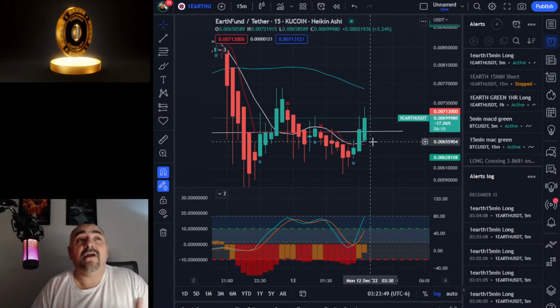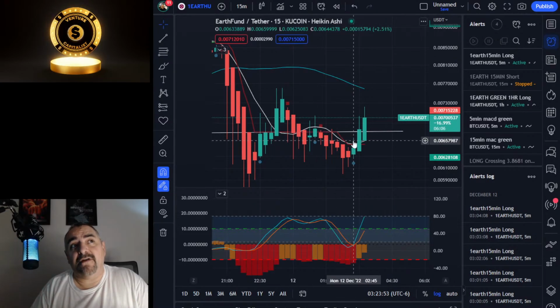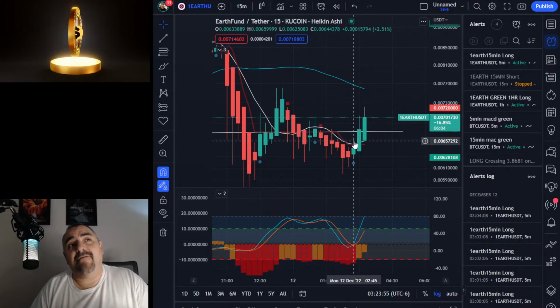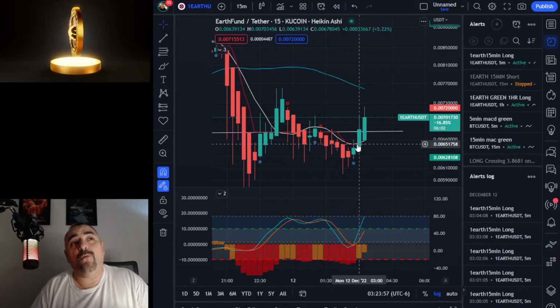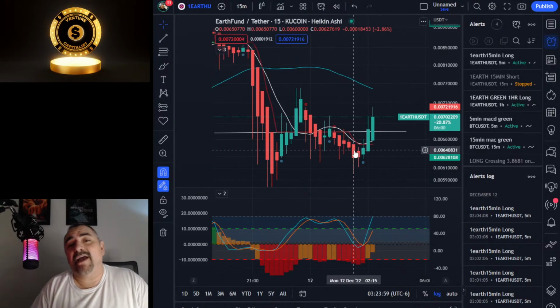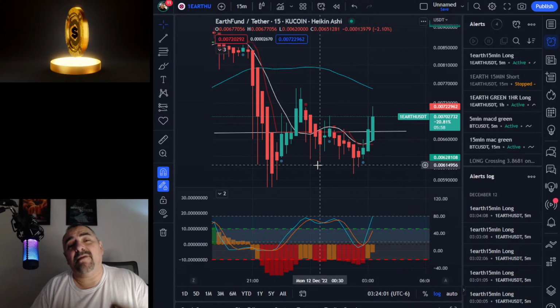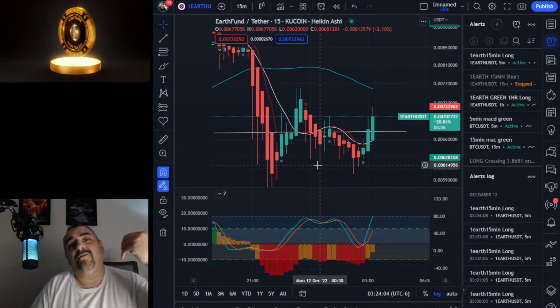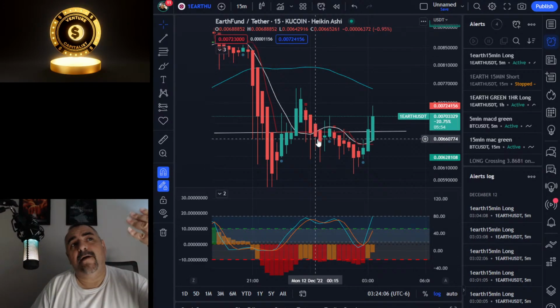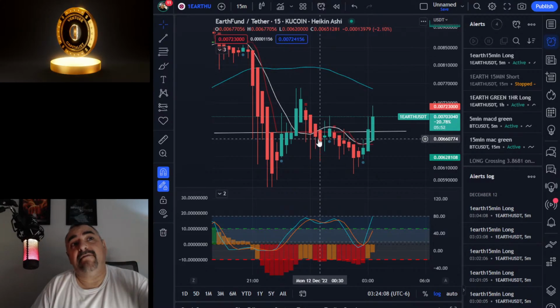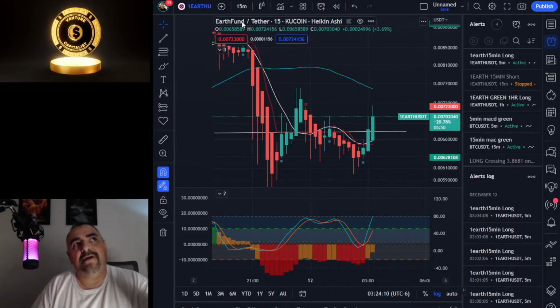Now, if the 30 minute was red after the 15, and then the 45 minute was red, and the 1 hour was red, we would not re-enter just because the 3 minute went green. It's because we don't have a pattern or a trend of it being green. We have a red trend, right? Going from 1 minute, 3 minute, 5 minute, 15 minute, 30 minute, 45 minute, 1 hour.